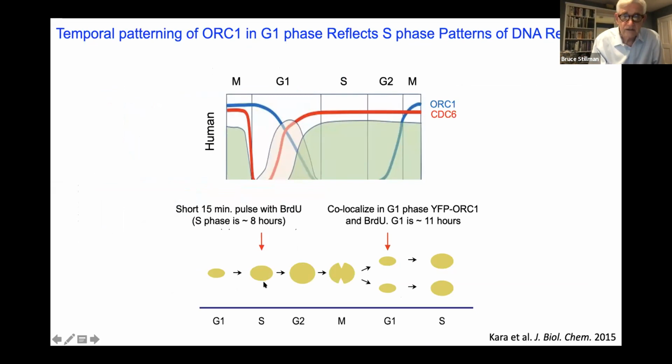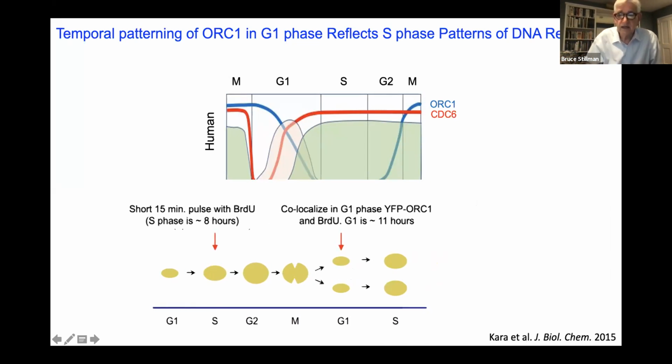She pulse-labeled cells with bromodeoxyuridine, actually with a fluorescently labeled bromodeoxyuridine after getting it into cells through transfection for a 15-minute pulse. So we pulse-labeled cells in S phase with BrdU, then took them through mitosis and did movies throughout G1 with YFP ORC1. And we looked at all of these movies and we asked, is there a pattern of replication, a temporal pattern of replication in S phase that overlaps with the temporal pattern of ORC1 in G1 phase? And in fact, that is the case.